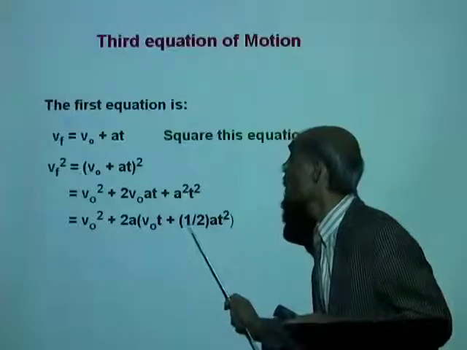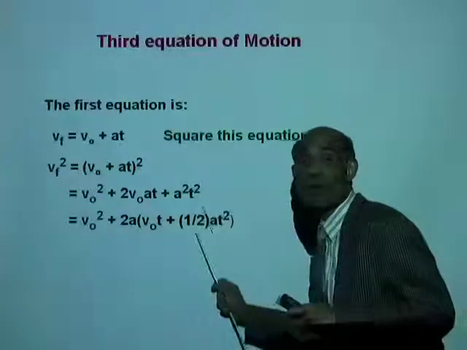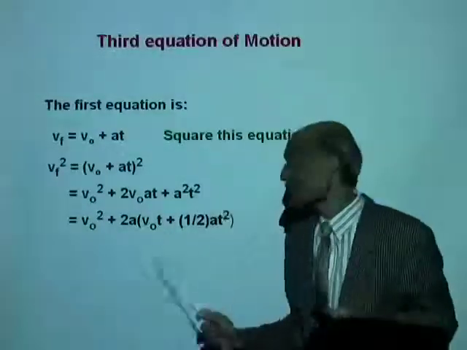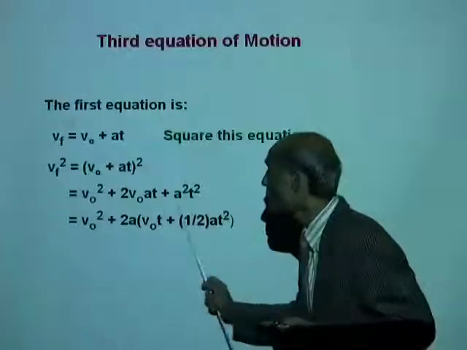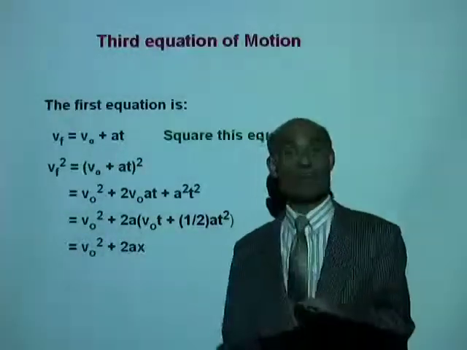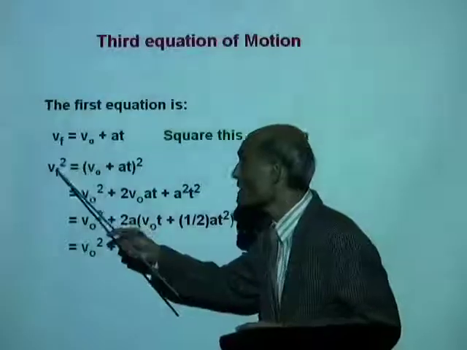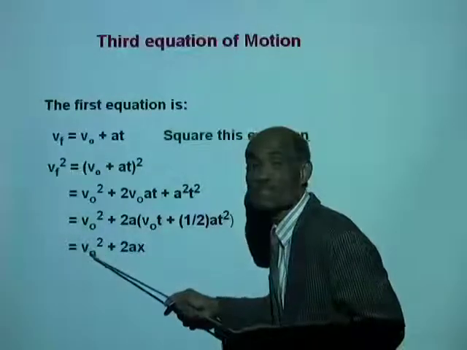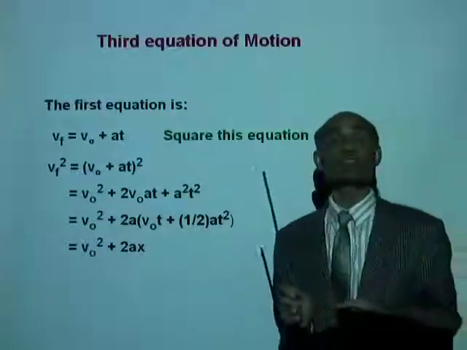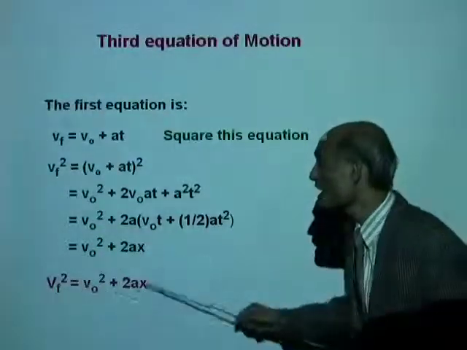V0t plus 1/2 at squared. This is the displacement x. So we can now replace this by the displacement x. So we have the third equation. What is that? Vf squared equal to V0 squared plus 2ax. That is the third equation.